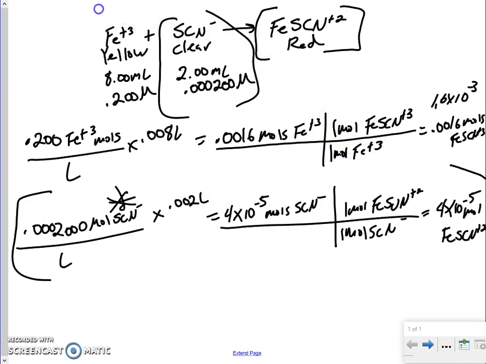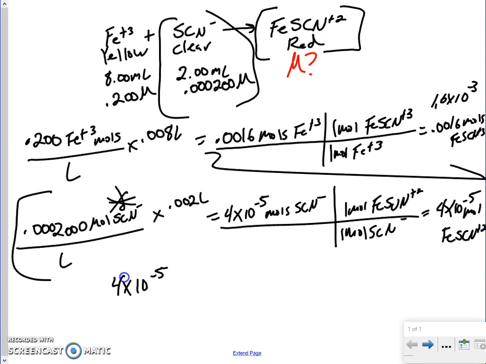Okay, so again, we're looking for, whoops, sorry, not sure what just happened. We're looking for the molarity of this guy. Oh, and it changed colors on me too. Fun. Anyways, we're looking for the molarity of the iron thiocyanate. So once we have the moles, 4 times 10 to the negative 5th moles of the iron thiocyanate, FeSCN 2 plus, we want to find molarity. Well, remember, molarity is moles over liters.